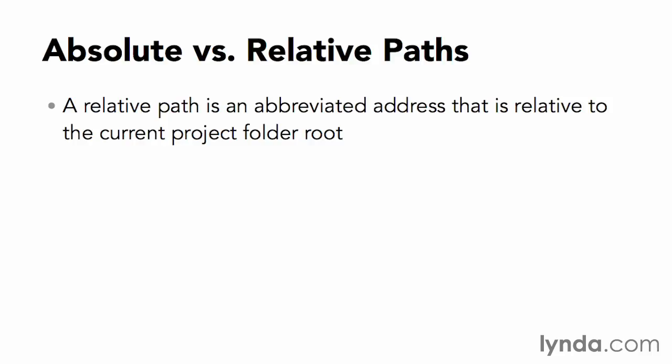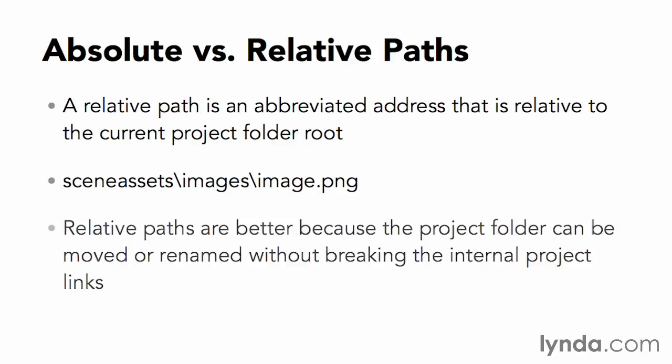In other words, with a relative path, we don't store the entire location. All we store is what folder it is inside the current project. So that's why it's called relative. In this example, the only thing that would be stored is scene assets images and then the image name, period, nothing more. The relative path is far, far better, and that's why we need to make that our default in the preferences. Because with a relative path, you can move your entire project to a different folder or a different computer, or you can rename the folder, and all the links to files are going to be internally consistent.